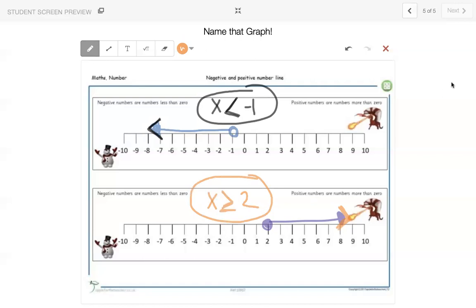Okay, that is it for Introduction to Inequalities and how to graph them on a number line. And we will continue on with our unit tomorrow.